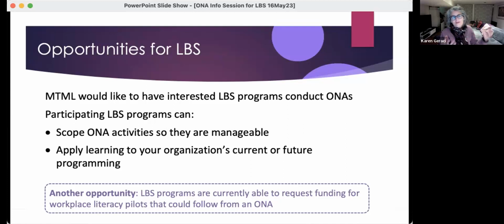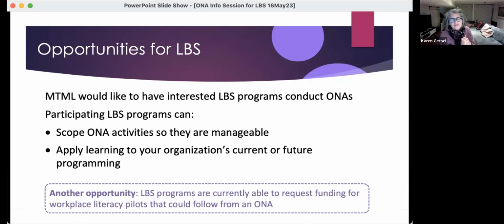So one of the things to think about is, if you are an LBS program in the MTML region and you're interested in conducting an ONA, what MTML can do is help you scope out some ONA activities so that they're manageable. And it allows you to apply the learning from that ONA to your organization's current or future programming. So as you heard from both Shahina and Christina, there are some real benefits in the activity of the ONA itself, not to mention what it can lead to.